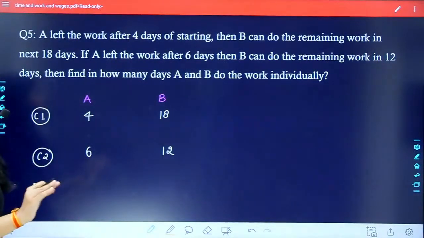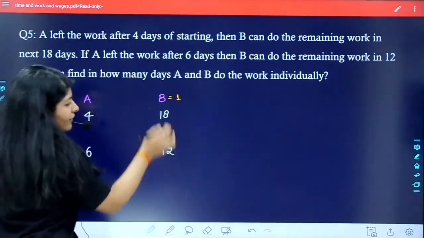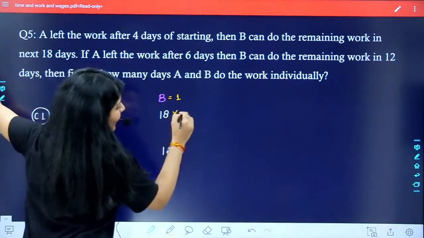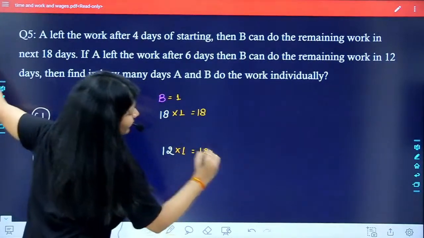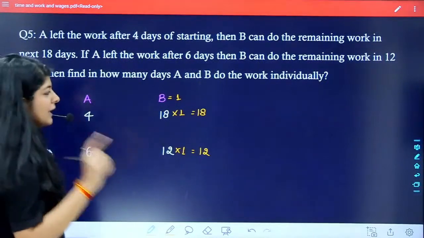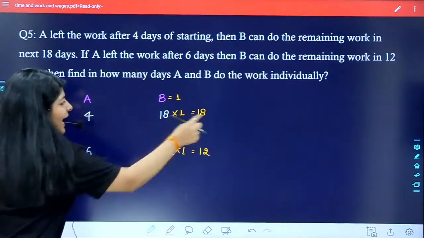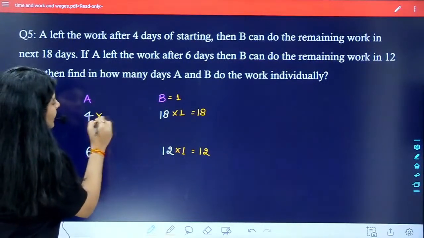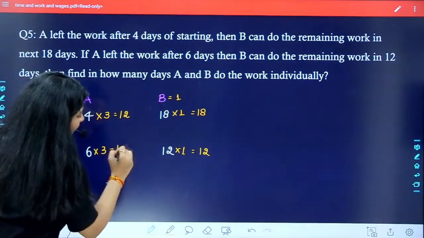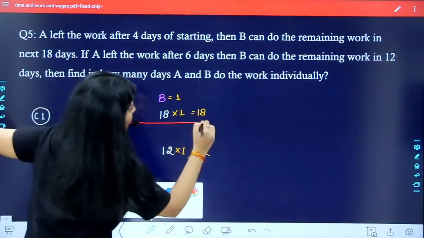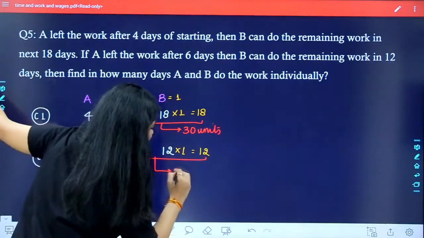Now our task is just to make the total work equal. So let's suppose the efficiency of B is 1, as we have the greater number on B's side. If I multiply the number of days with the efficiency, I am getting the values 18 and 12. Now, just to make the total work equal, I have to make this value 12 and this value 18, so that if I add the total, I am getting the same value. For this, I have to multiply by 3 and I am getting 12 as my answer. And if I multiply this by 3, I am getting 18 as my answer. If I add both these values, I am getting my total work as 30 units. And here also I am getting my total work as 30 units.